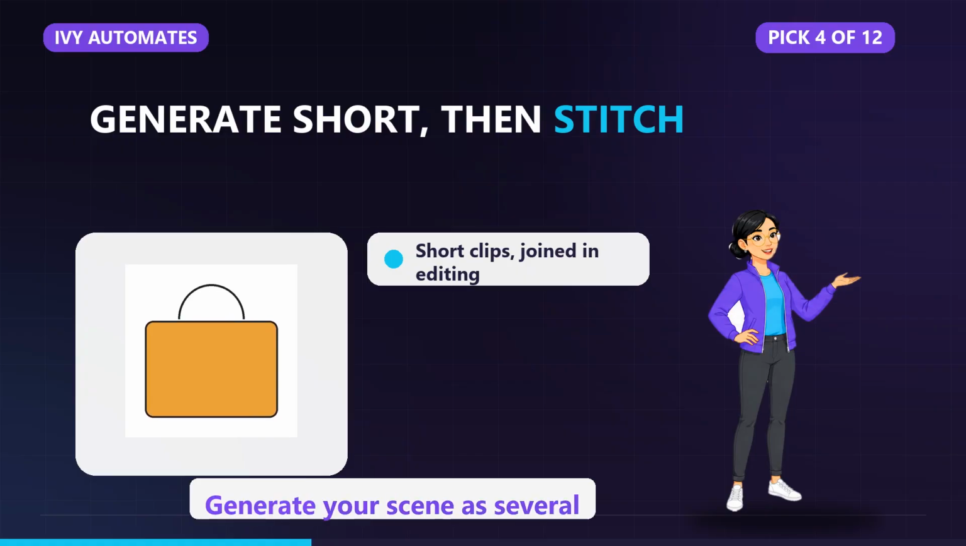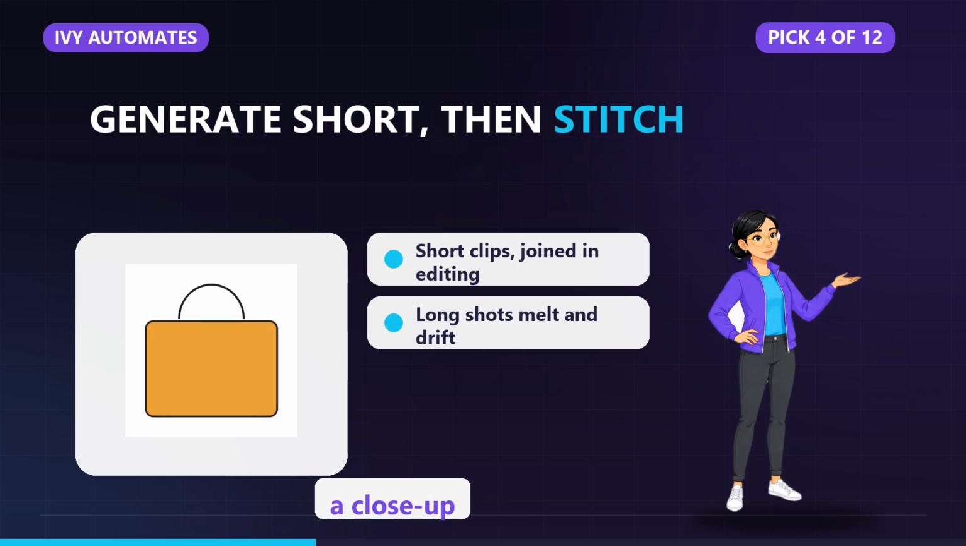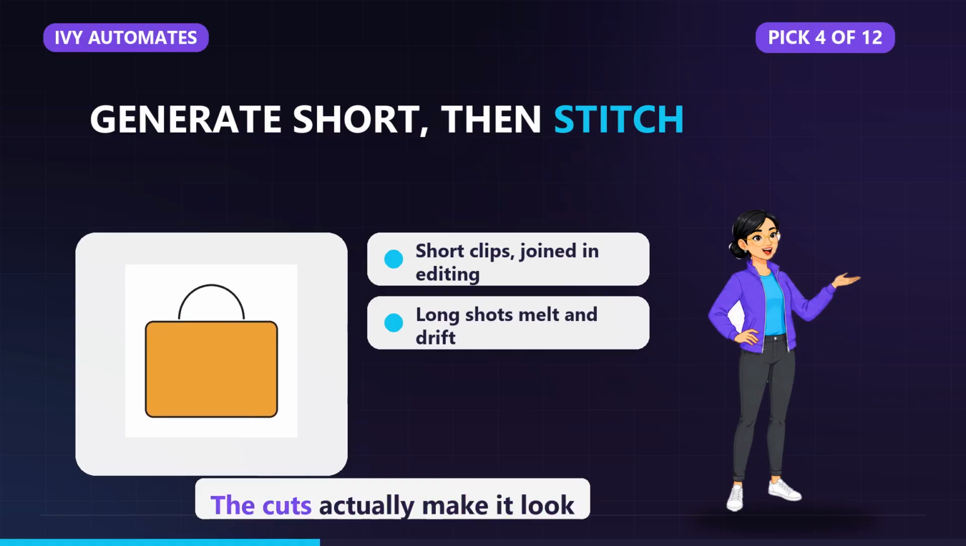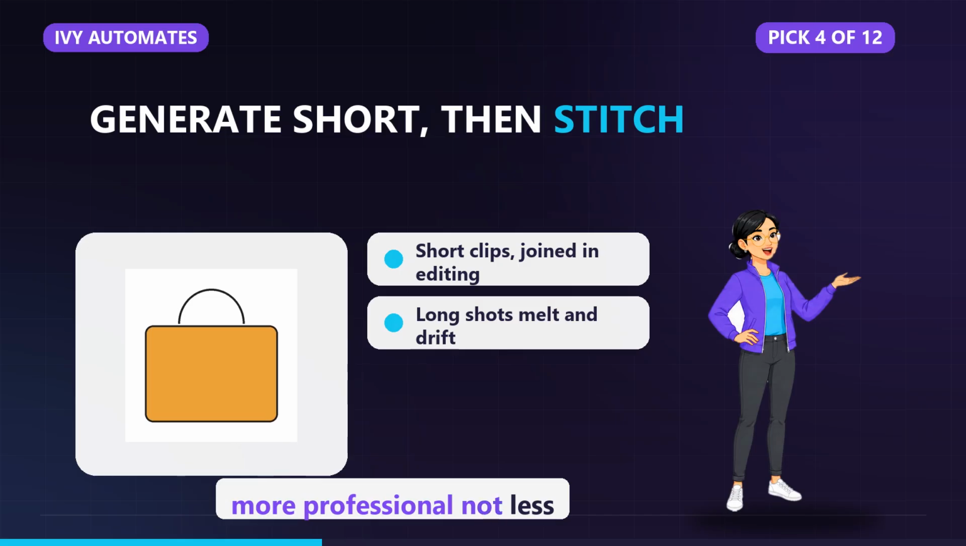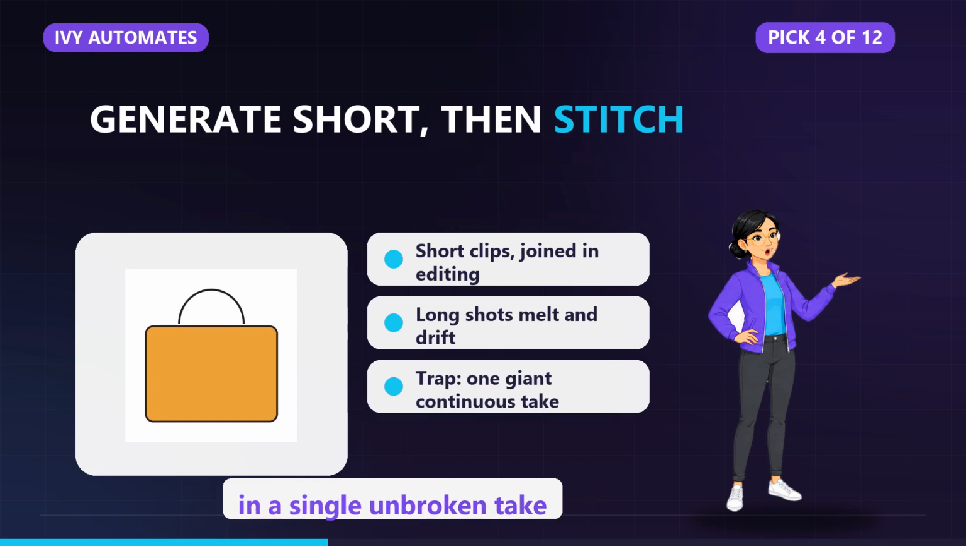Generate your scene as several short, clean clips, a wide shot, a close-up, a detail, then join them in any free video editor. The cuts actually make it look more professional, not less, because that's how real video is made. Nobody films a 2-minute ad in a single unbroken take either.